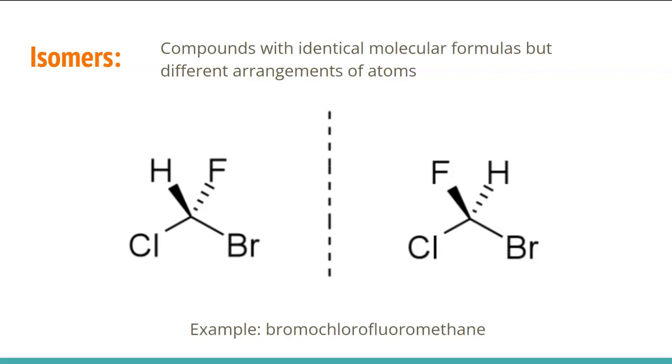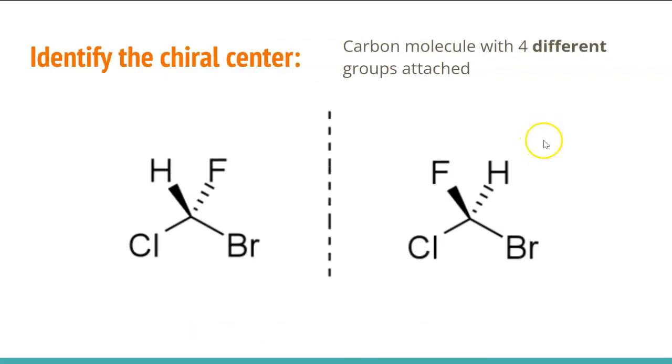In order to identify R and S nomenclature, you need to make sure you have a chiral center. So you'll see that the chiral center is a carbon molecule with 4 different groups attached. That would be the middle carbon here on the molecule.